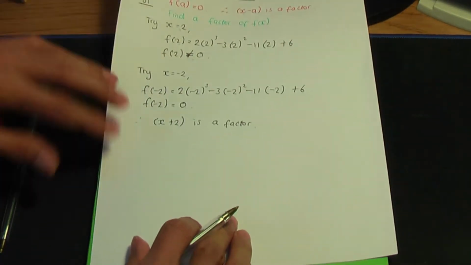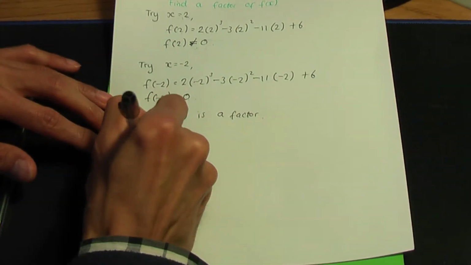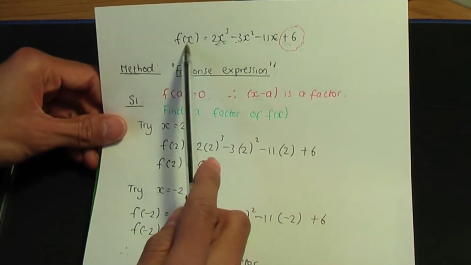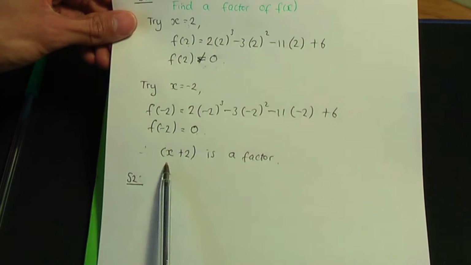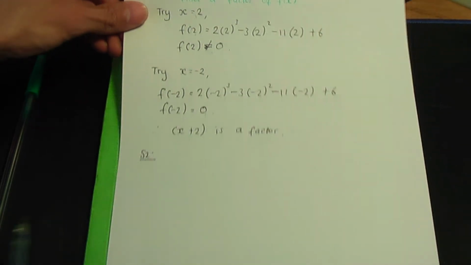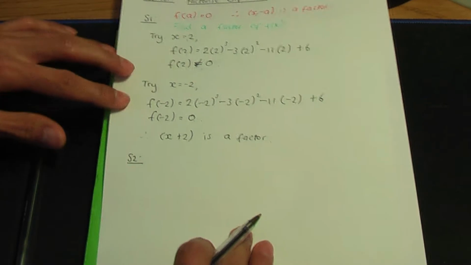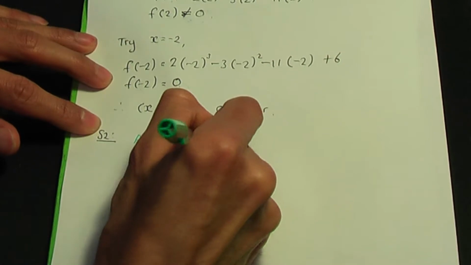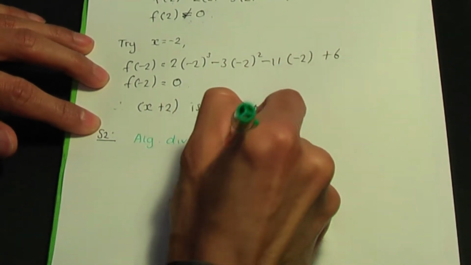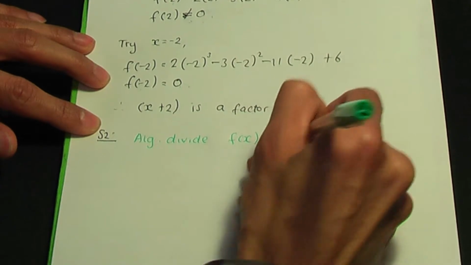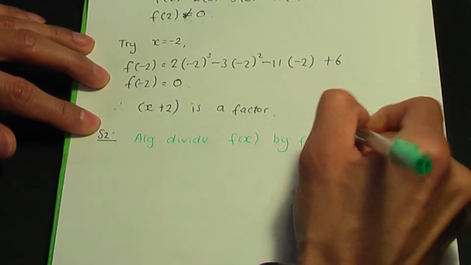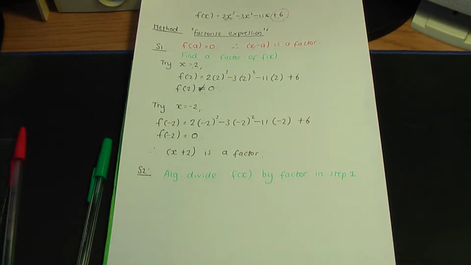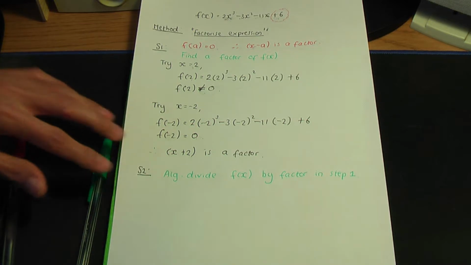Now once you've found your factor, you go to step number 2. Step number 2 is to algebraically divide your polynomial by the factor that you found in step 1. Let me take this green pen again to write down the step. So now we algebraically divide f of x, the polynomial, by the factor from step 1. Whatever you have as your factor in step 1, divide f of x by that factor.